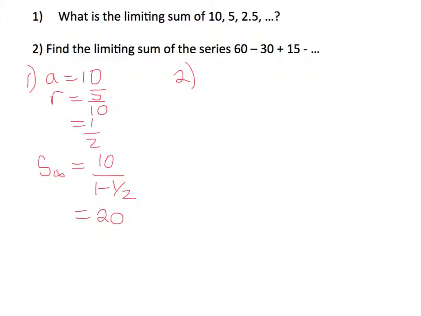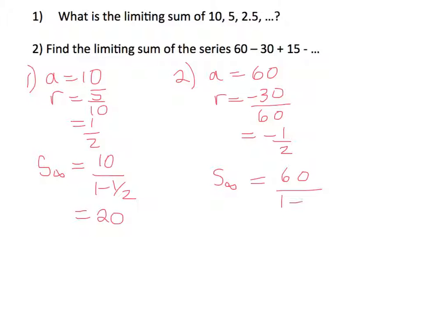And then in number 2, very similar. The first term is 60. The common ratio is negative 30 on 60, or 15 on negative 30, which is negative a half. And so the sum of infinity is going to be 60 on 1 minus r. So 60 divided by 3 on 2 is 40.